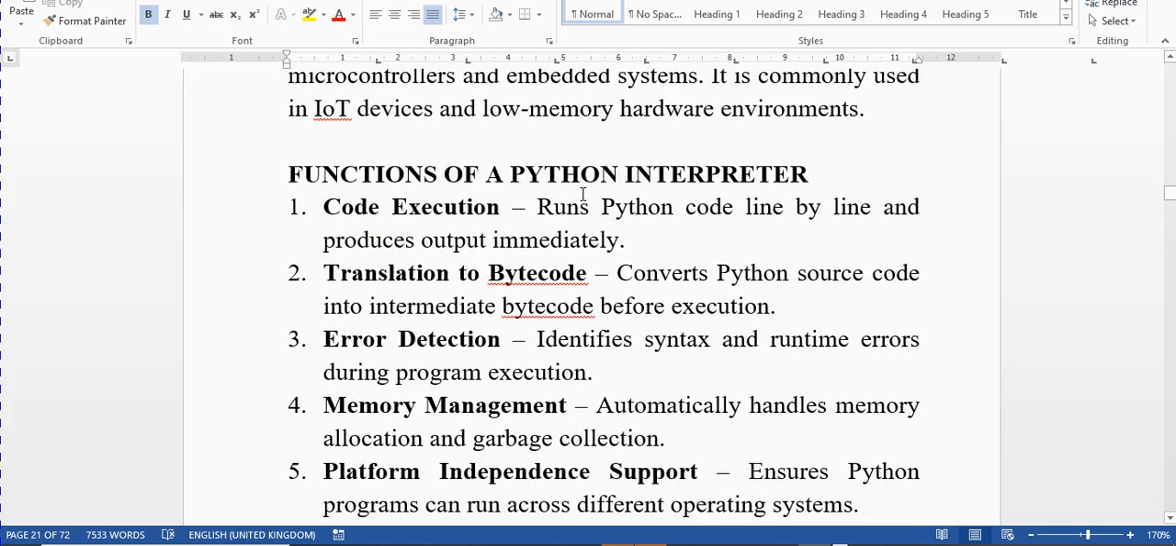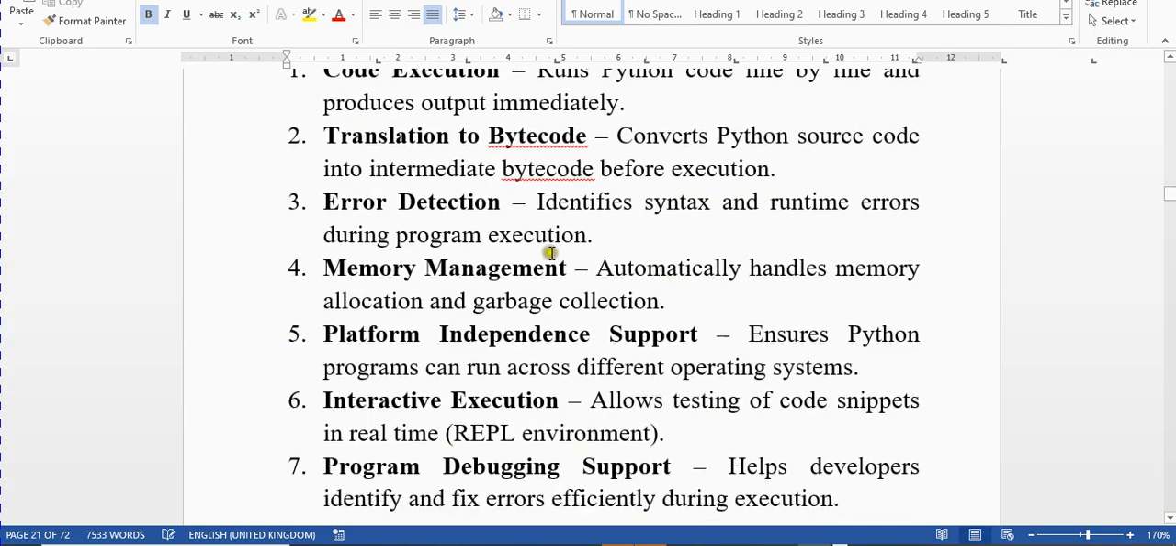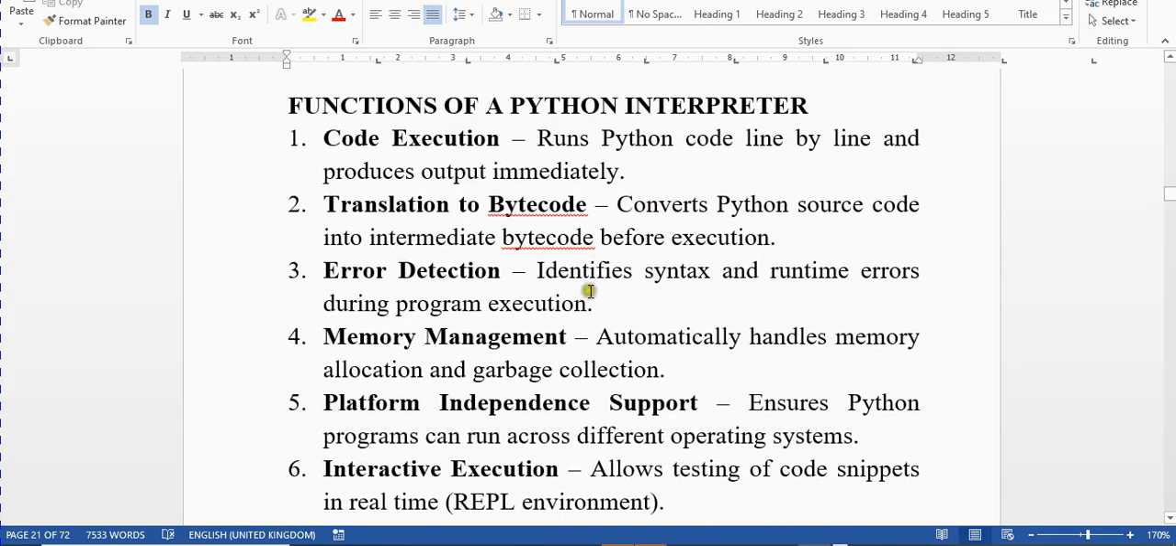From the definition, you will know that it translates, it interprets. You understand? It converts high-level language to low-level language. Code execution: it runs Python code line by line and produces output immediately. Translation to byte code: the byte code is what the computer understands. Convert Python source code into intermediate byte code before execution. Error detection: identify syntax and runtime errors during program execution.